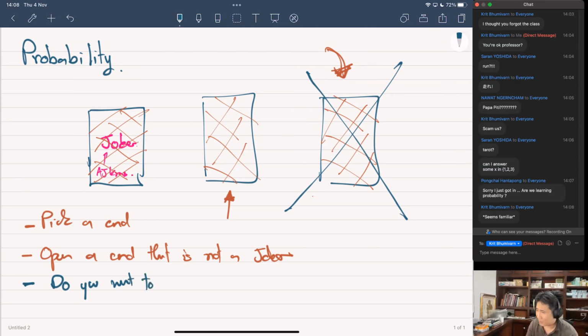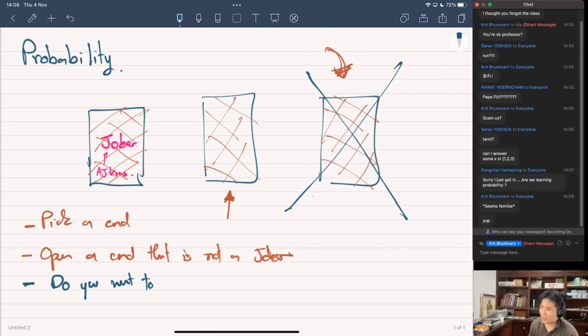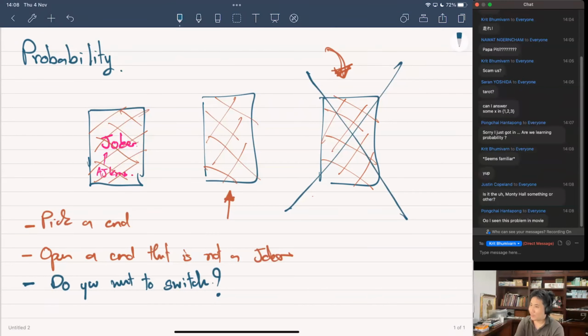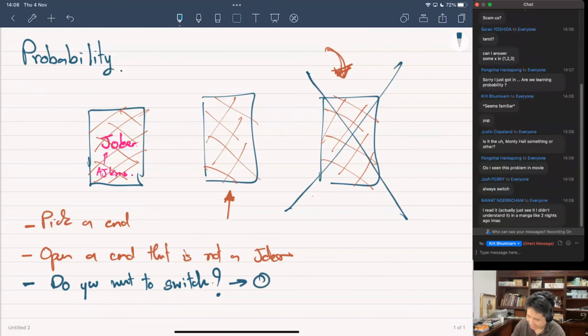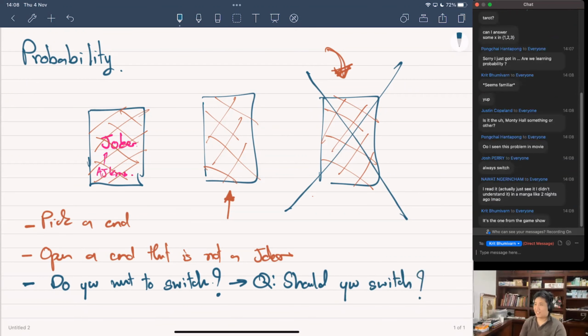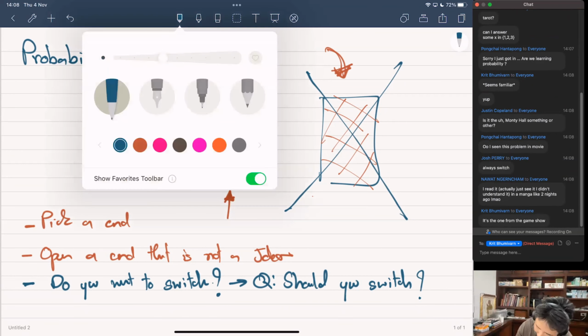This is a famous problem. You might have seen it in number 5 and whatnot. But a lot of you probably have never seen it. Do you want to switch? Or the question is, should you switch? The name of the problem is called the Monty Hall problem. It is an actual game show.